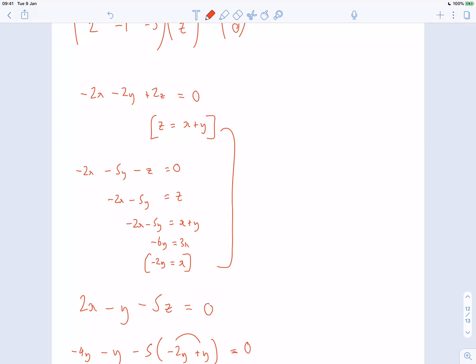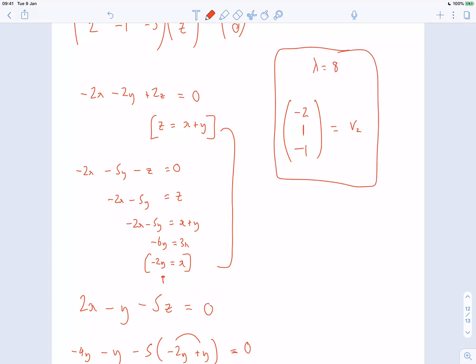So all I have to do is pick a value of x or y and fudge it in for z. Because this x is a function of y, I'm going to let y be 1, and I know x is minus 2 lots of that 1, so that's minus 2, and z is what happens when I add those two together, so minus 2 add 1 is going to be negative 1. So this is one example of an eigenvector that works, and this is for lambda equals 8. So that is a multiple of an eigenvector for lambda being 8.